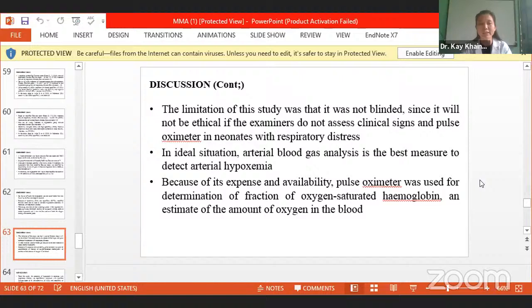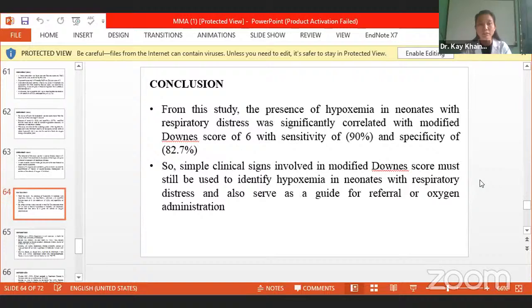In ideal situations, arterial blood gas analysis is the best measure to detect arterial hypoxemia, but because of its expense and availability, pulse oximeter was used for determination of fractional oxygen saturated hemoglobin and estimate of the amount of oxygen in the blood. From this study, the presence of hypoxemia in neonates with respiratory distress was significantly correlated with modified Downes score of 6 with sensitivity of 90% and specificity of 82.7%.